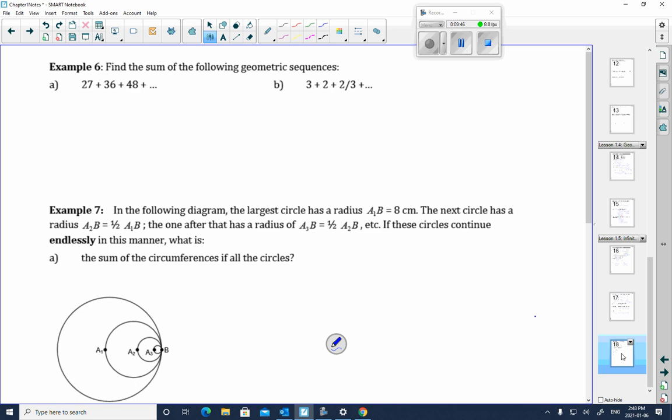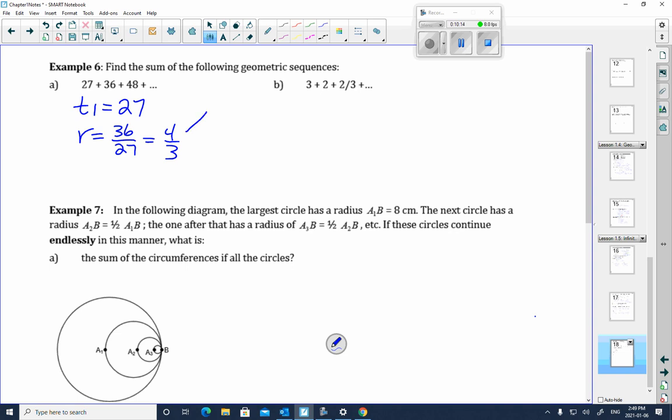All right. Example 6. Find the sum of the following geometric sequences. So 27, 36, 48. So term 1 is 27. The ratio is 36 divided by 27, which reduces to 4/3. So now, if you use the formula, you will get an answer, but the answer is incorrect.